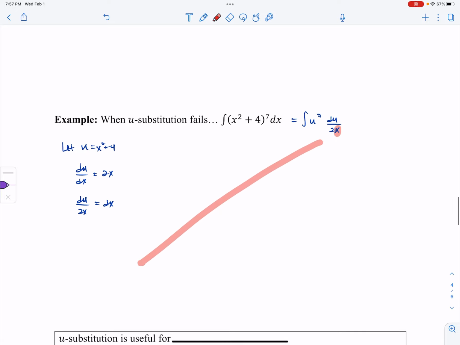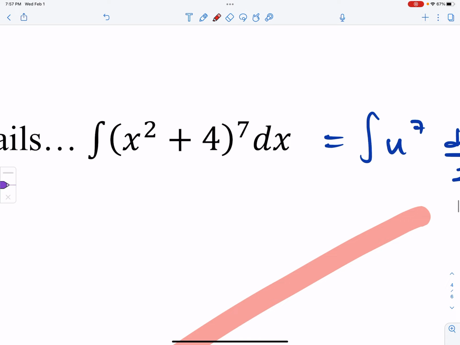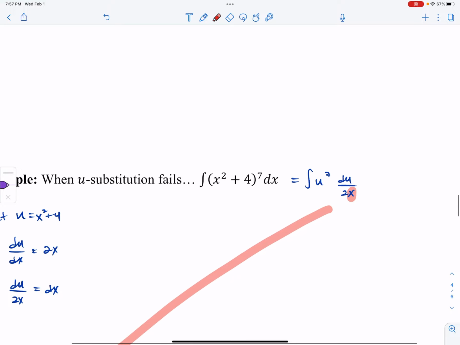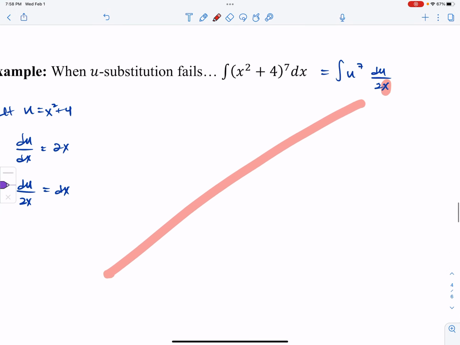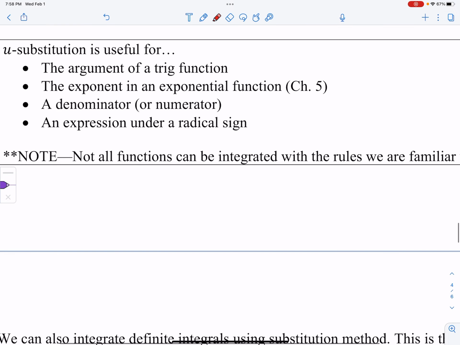Now, this function could actually be integrated. You would just have to expand that. You'd have to multiply out x squared plus 4 times itself 7 times, and nobody has time for that. There are other ways that you could expand, there are shortcuts, but that's another lesson.